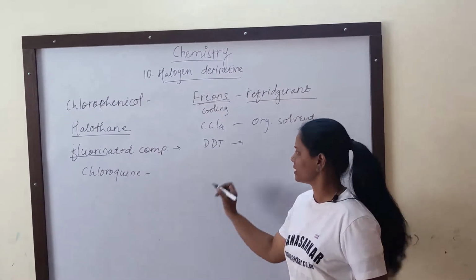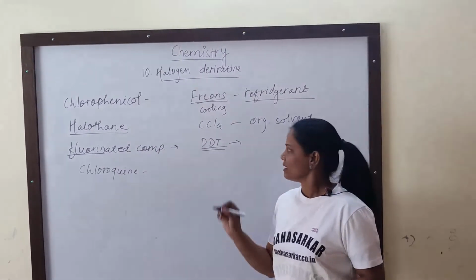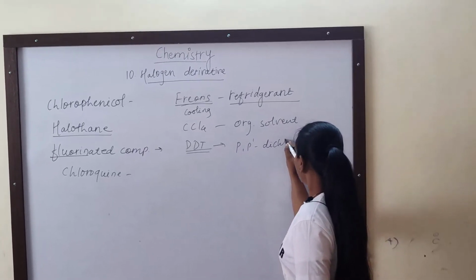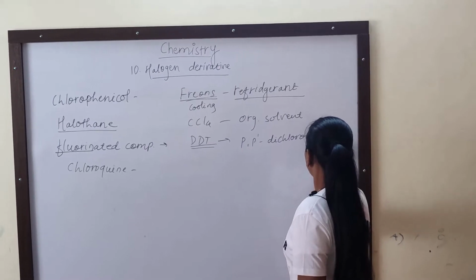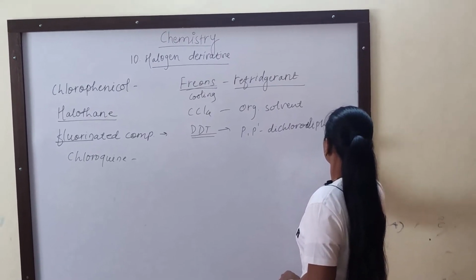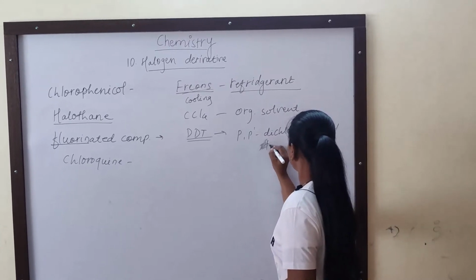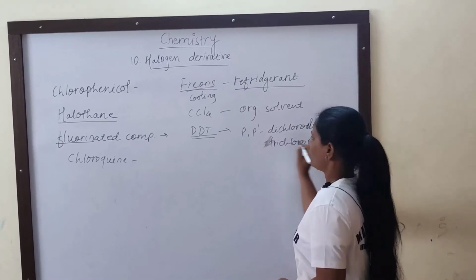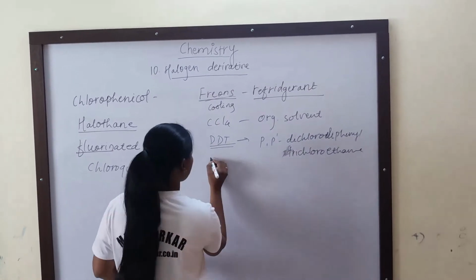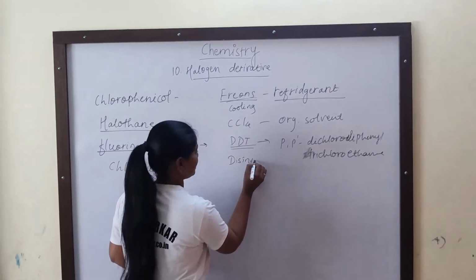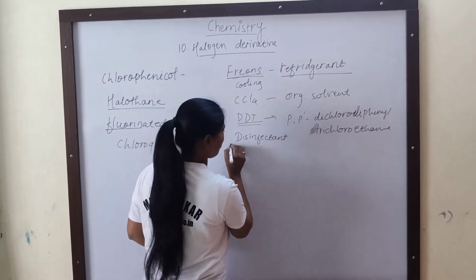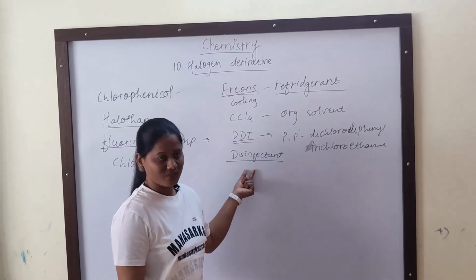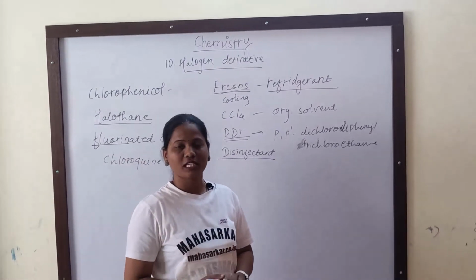What is the long form of this DDT? We have heard about this one, DDT powder. This DDT powder is para-dichloro-diphenyl-trichloroethane. Now this DDT powder is used as a disinfectant. Can you see how many uses there are? All of these we are using in our day-to-day life. That is, DDT powder is used as a disinfectant. So these are the many uses of the halogen derivatives.